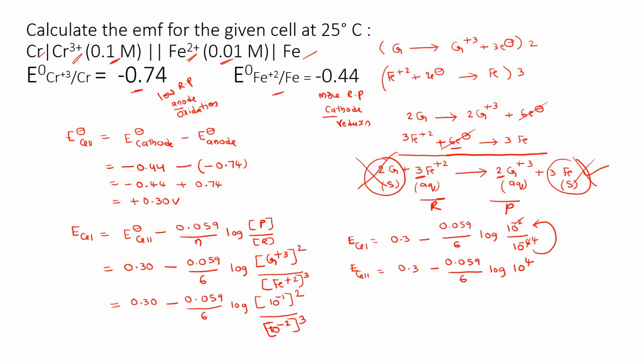Now this we can also write like this also. E cell is equal to 0.3 minus 0.059 by 6 log 10 to the power of 4 equal to, I can write what? I can write 4 into log 10, right? Log 10 to the power of 4 is equal to 4 into log 10. Why? Because log x to the power of n equal to what? N into log x. Same principle I have taken.